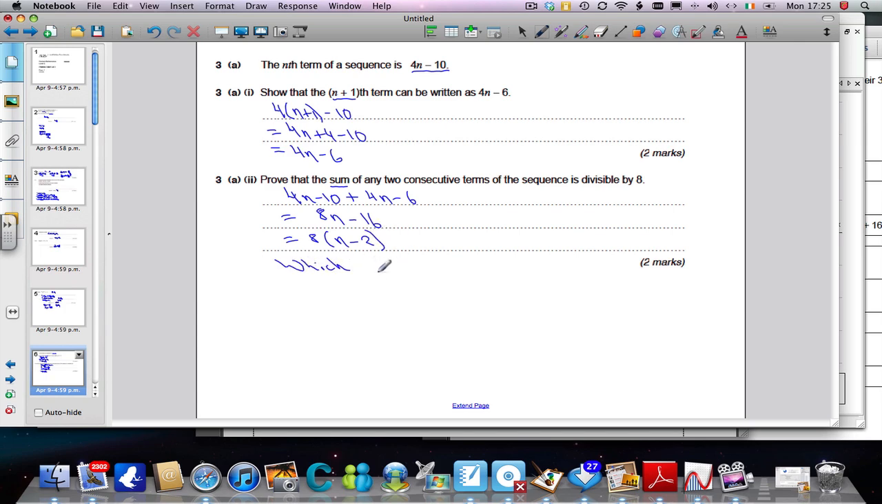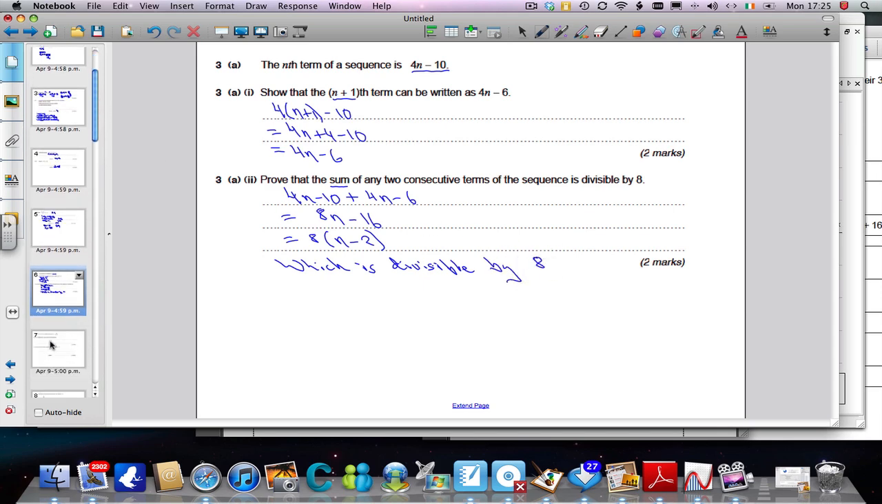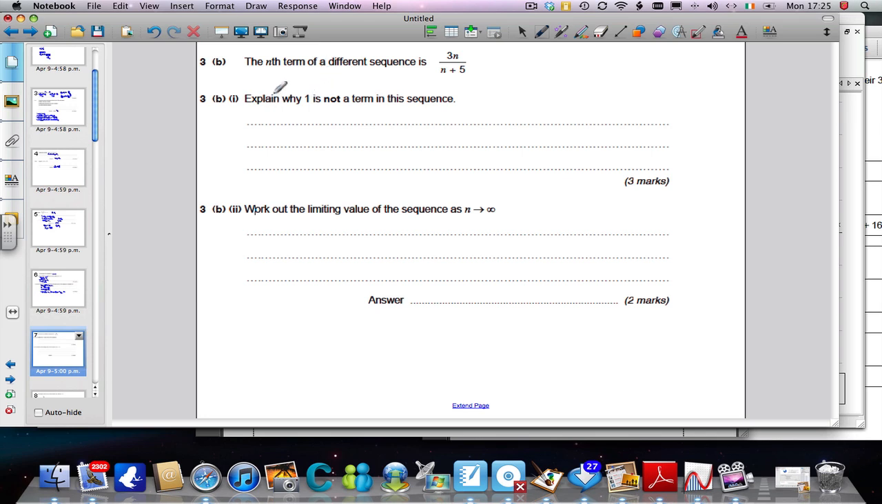which is divisible by 8. Okay, moving swiftly on. Next one.